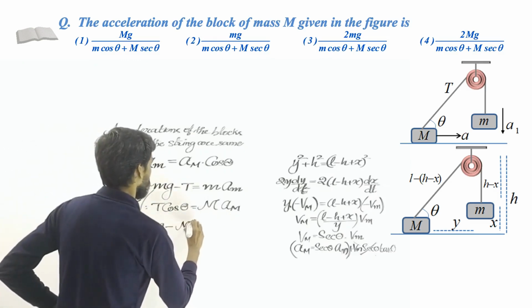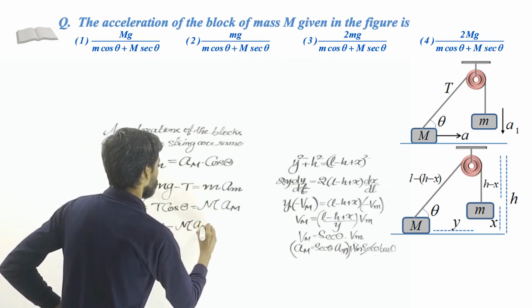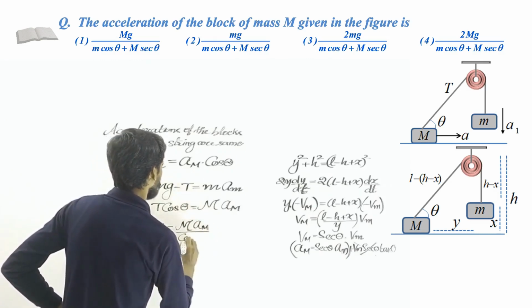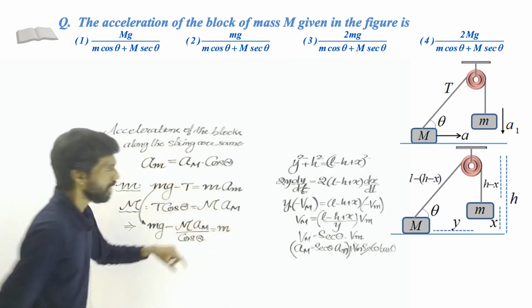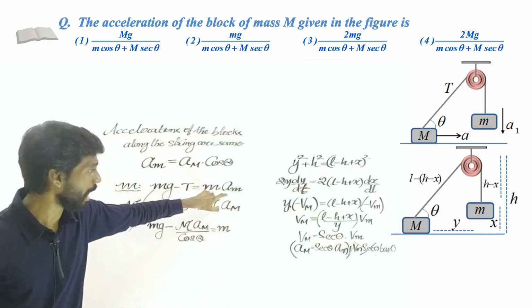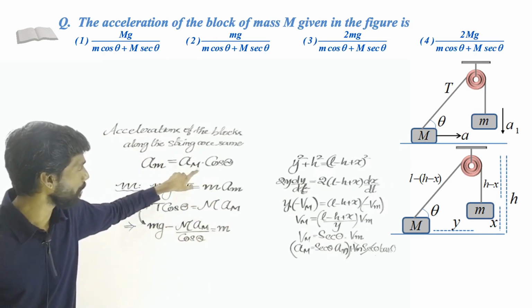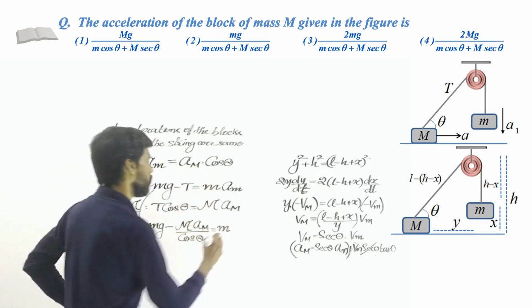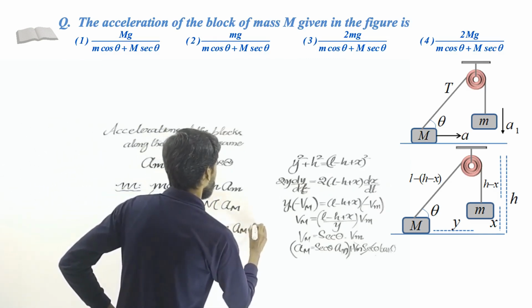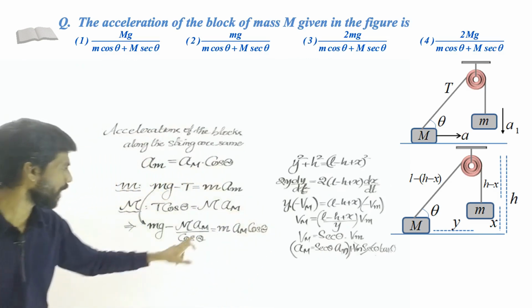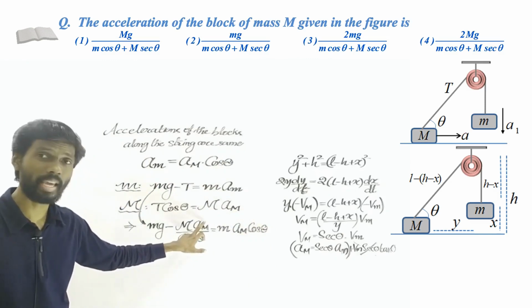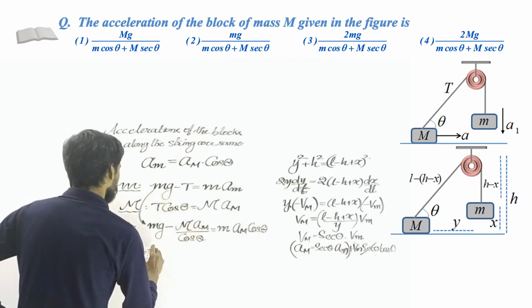Okay, m am divided by cos theta, that equals m multiplied by this acceleration of m, right? That is the same as the acceleration of capital M multiplied by cos theta. That can also be substituted, m cos theta. So that's also simplified to get this am. So what we want is this am.